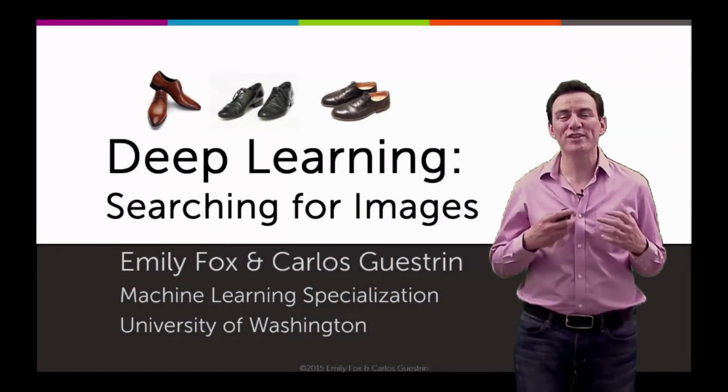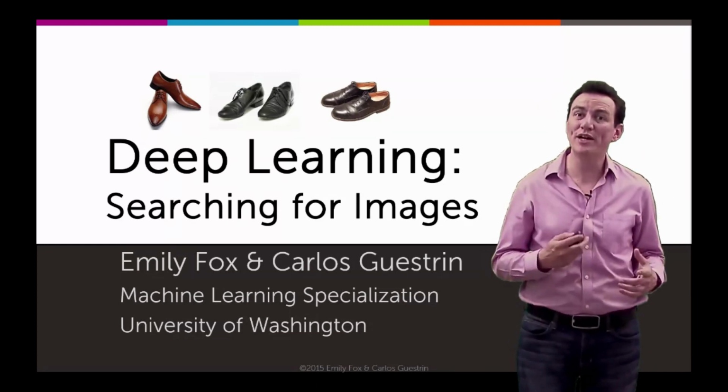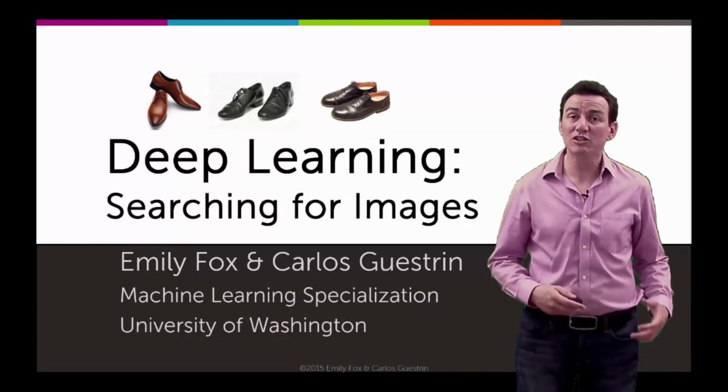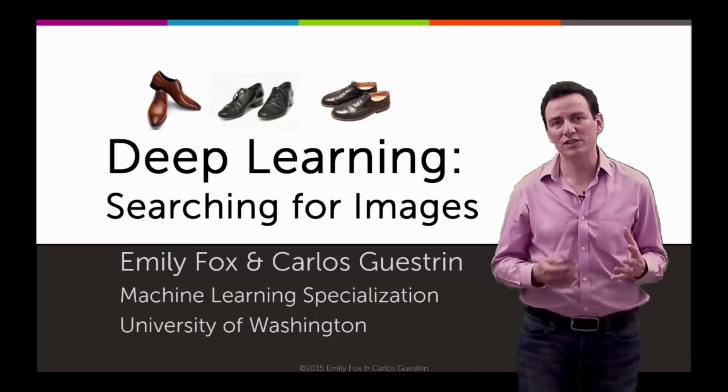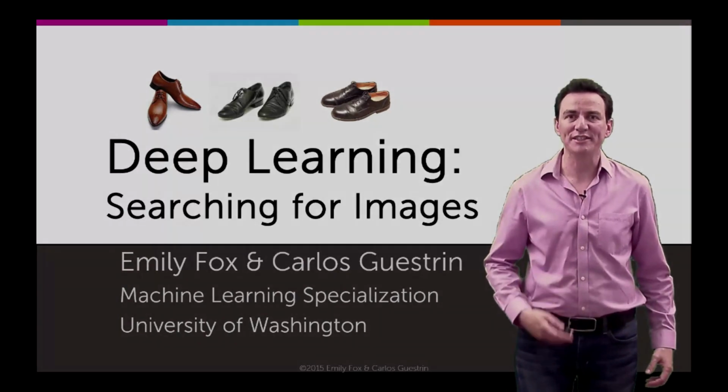Today, we're going to talk about one of the most exciting things to be happening in machine learning over the last few years. It's a new area called deep learning. In particular, we're going to talk about a particular use case of this area, related to shopping for products just based on image similarity.